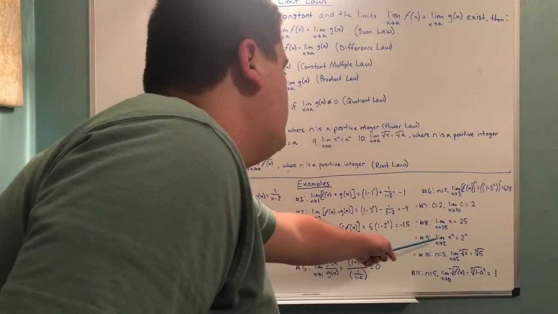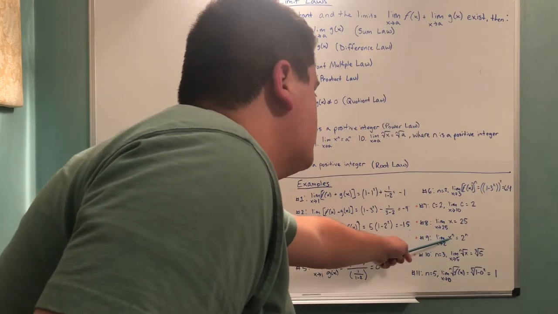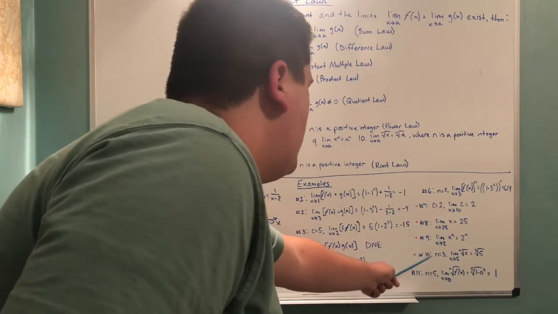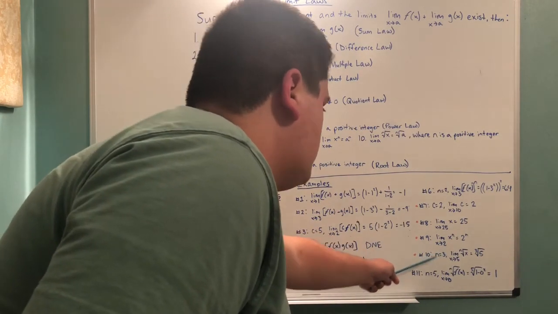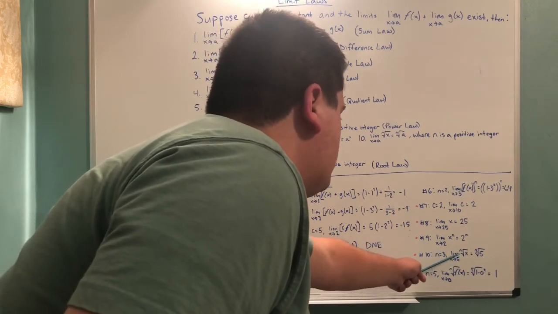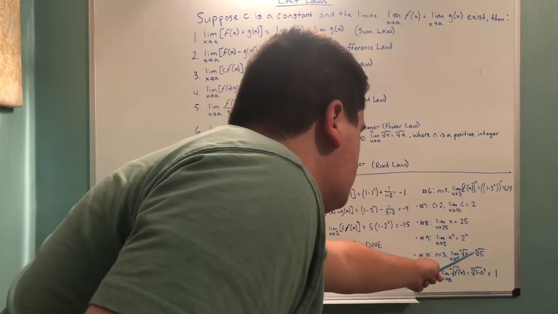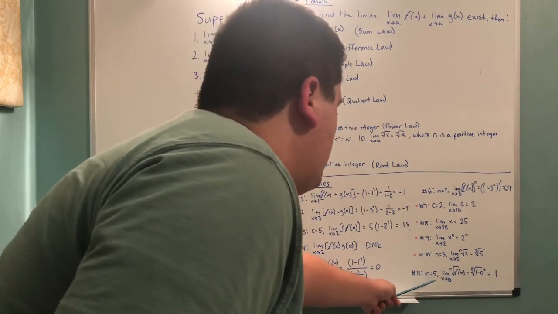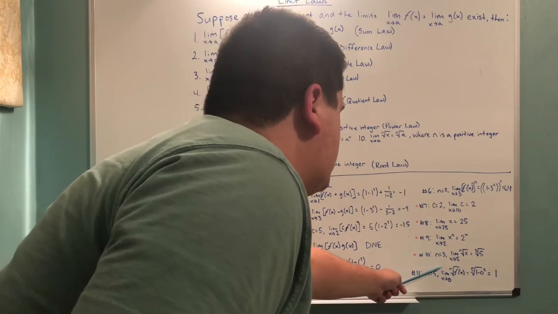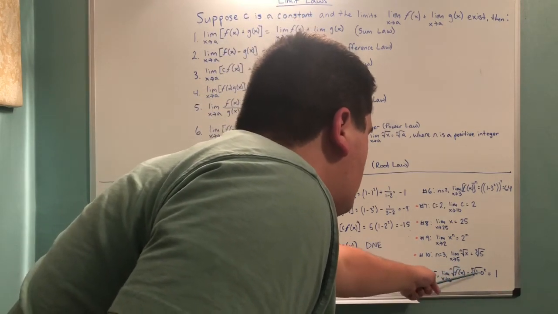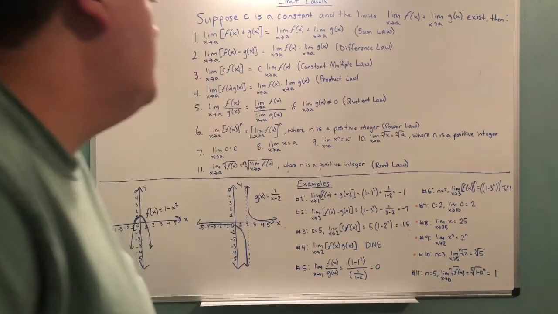Number 9, we have the limit as x approaches 2 of x to the n is equal to 2 to the n. And for number 10, we have n equal 3 in this example. And the limit as x approaches 5 of the nth root of x is equal to the cube root of 5. And for number 11, in this example, we have n equal 5. And the limit as x approaches 0 of the nth root of f of x is equal to the fifth root of 1, which is equal to 1.